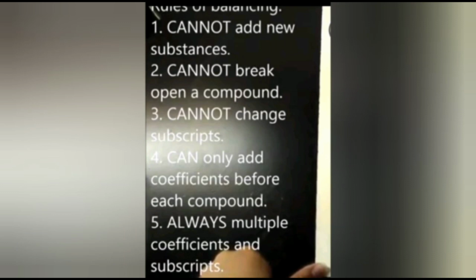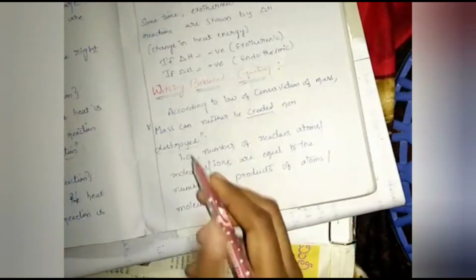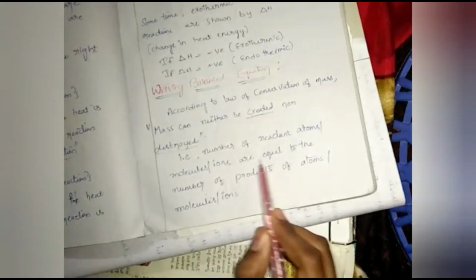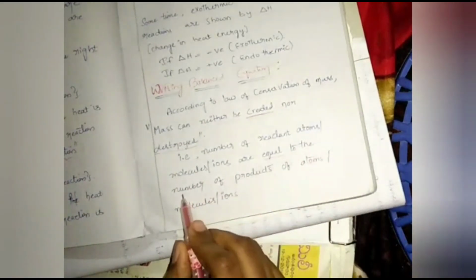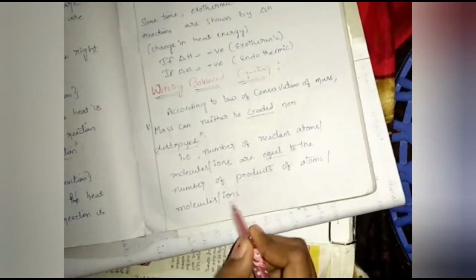Okay. Normally we can balance the reaction by using these rules. These 5 rules we use to balance the chemical reaction. Writing a balanced equation follows the law of conservation of mass: mass can neither be created nor destroyed. That is, the number of atoms, molecules, ions in the reactants is equal to the number of atoms, molecules, ions in the products.